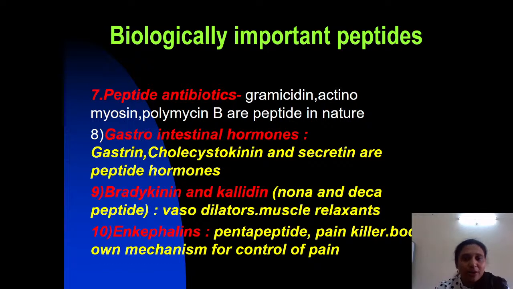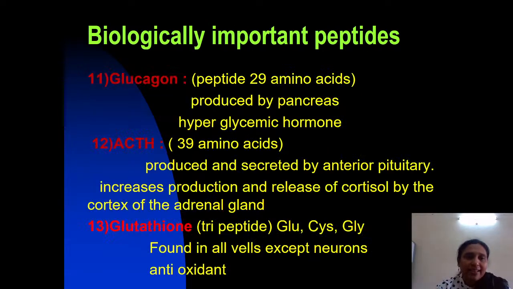Made up of 5 amino acids. So these are the painkillers. Our body has its own mechanism for control of pain by secreting these enkephalins. These are nothing but peptides. Other examples of biologically important peptides are the hormones.